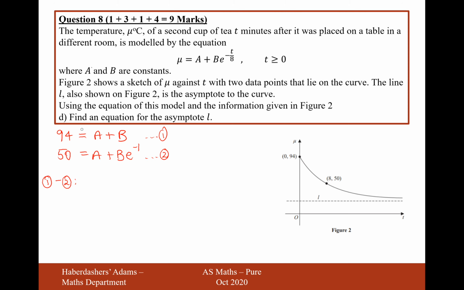The a's will cancel here. So 94 take away 50 is 44. And then on the b's, it's going to be b and then it's going to be (1 - e^(-1)). So let's now work this out. So it's going to be 44 over (1 - e^(-1)), which is going to be 69.6. So therefore b equals 69.6. So therefore a is going to be 94 minus this value, 94 minus answer, which is 24.4.